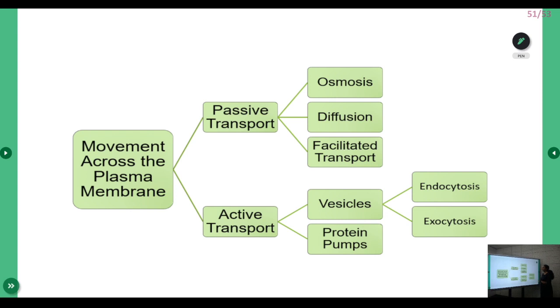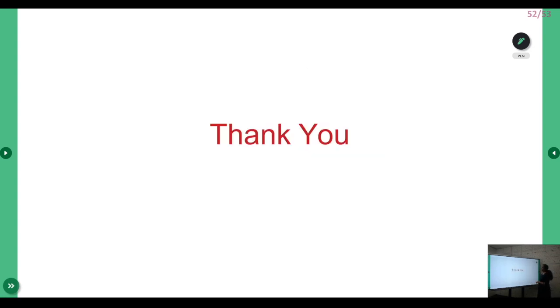So this is the movement across the plasma membrane, that is, passive transport and active transport. Passive transport is of 3 types: osmosis, diffusion, and facilitated transport. Active transport occurs through vesicles and through protein pumps. We have learned the example of a protein pump, that is the sodium potassium ATPase. And in vesicles come endocytosis and exocytosis. And thus we finish our topic on the cell. Thank you.